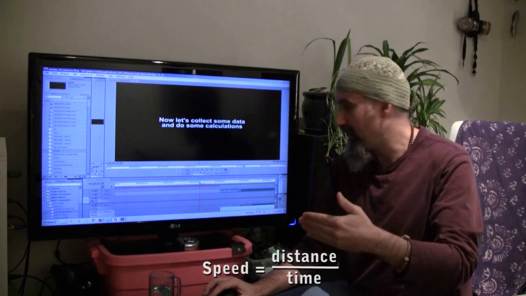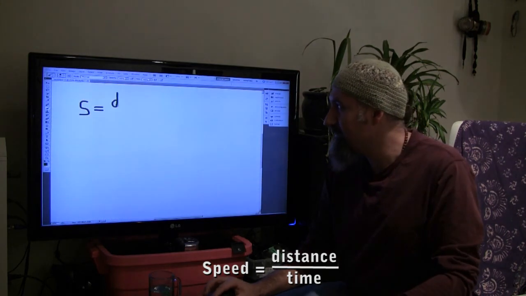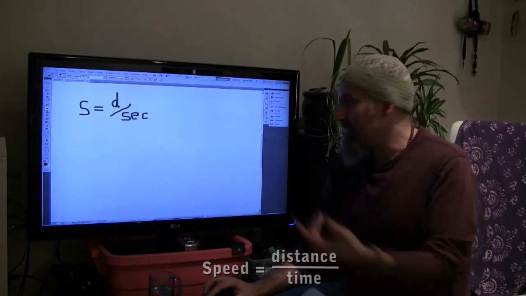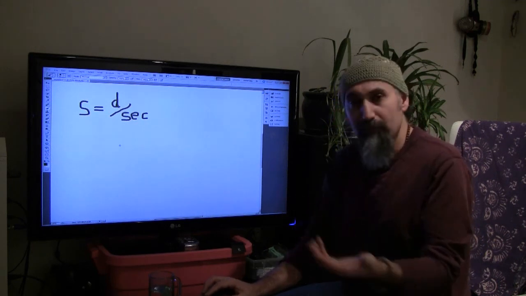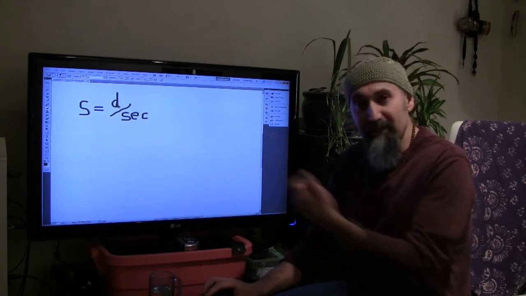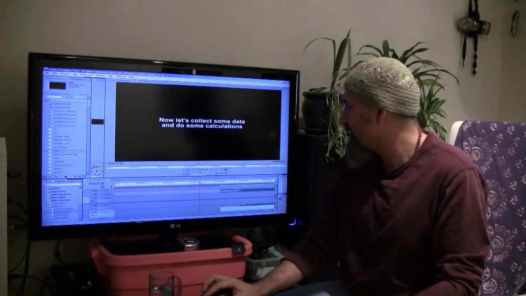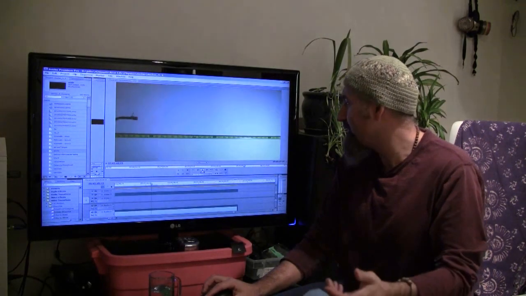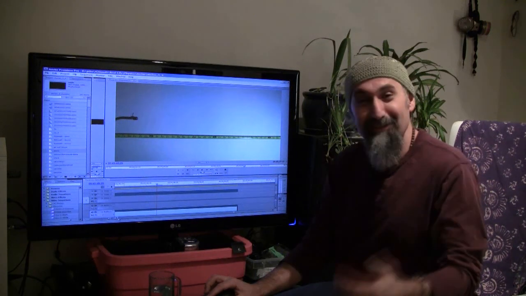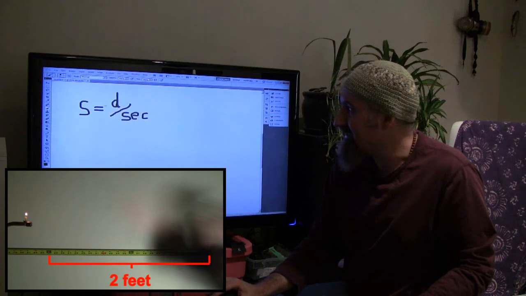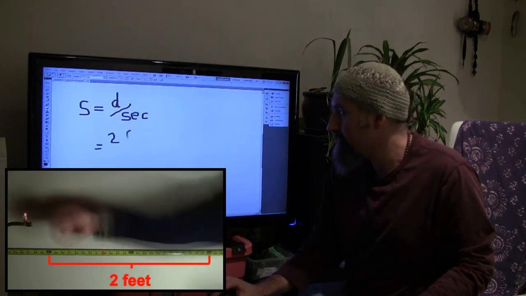The speed equation is distance over time. And we're going to measure our punch in seconds. So speed of something is distance divided by time. So first thing we're going to do is grab the distance off the video, okay? And the distance, I've looked at this a few times, and it's approximately, that was fast, it's approximately 2 feet, okay? So for the distance, we're going to put down 2 feet.